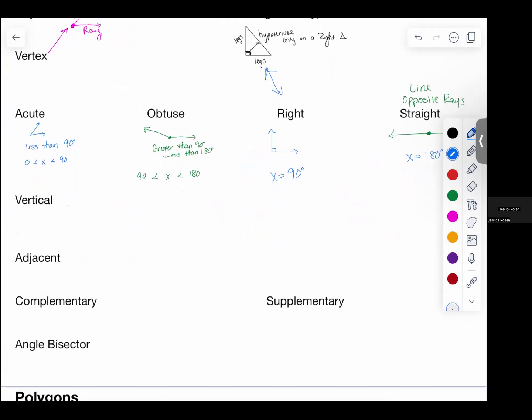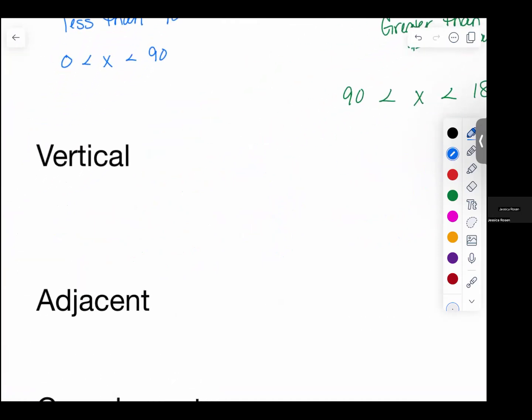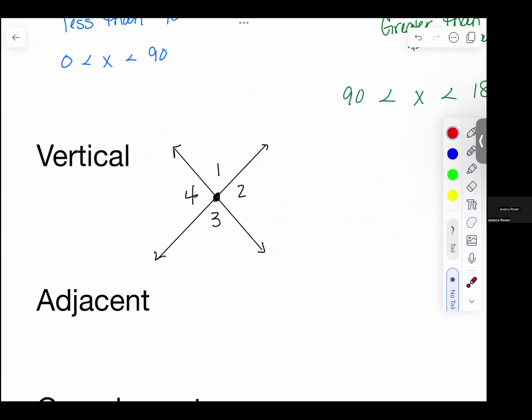Then we have vertical, adjacent, complementary, and supplementary. So vertical angles, this is all about the placement. So if I have two lines that intersect at a point, which were our postulates we've already talked about, right? They intersect right here. I can have angles 1, 2, 3, and 4. So that means angle 1, angle 2, angle 3, angle 4. My vertical angles are going to form a V together. So here's this one. That's a V, right? That shape is a V. And if I flip the V upside down, it's 3. So vertical angle, upside down vertical.